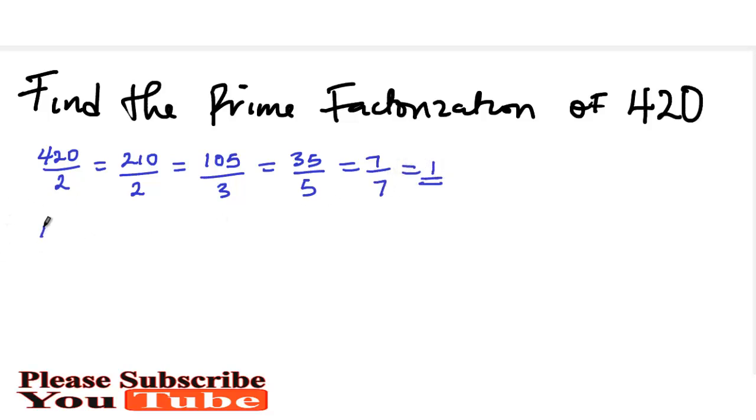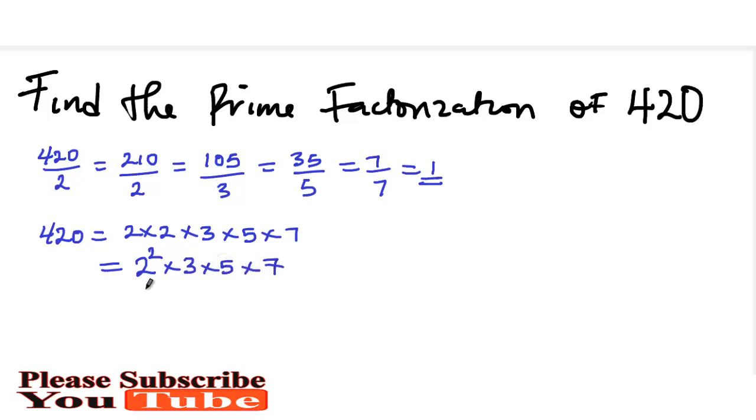So in that case, we can say that 420 is equal to what? 2 times 2 times 3 times 5 times 7. And this can be written as 2 raised to power 2 times 3 times 5 times 7. So basically, the prime factorization of 420 is what we have here.